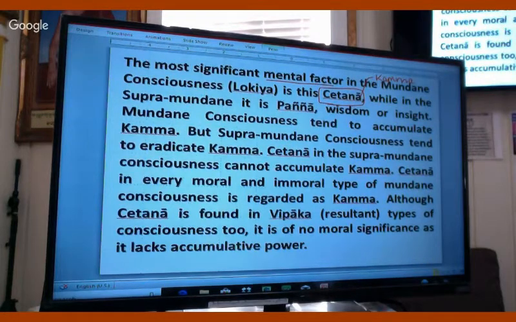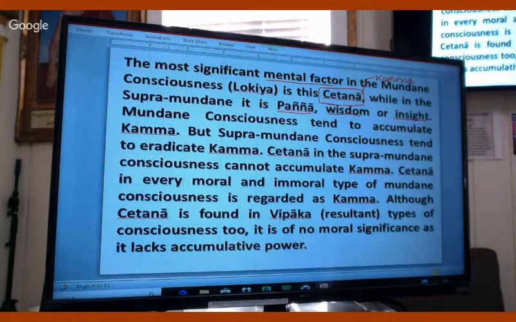So all mundane consciousness is under the influence of the power of karma. So how about the supramundane consciousness? In the supramundane consciousness, the very significant manifesta is wisdom, Panya, wisdom or insight, wisdom or knowledge. That is the significant manifesta in the supramundane consciousness, Lokuttara Chitta.